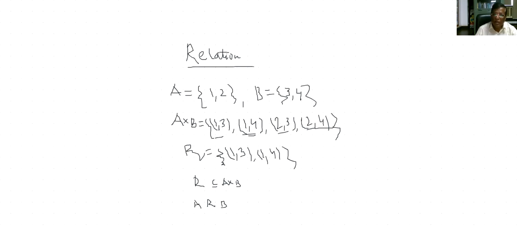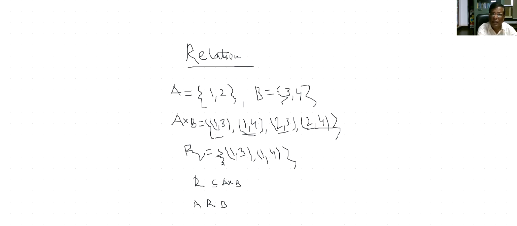Let A equal {1, 2} and B equal {3, 4}. If A and B are any two non-empty sets, here A is non-empty and B is also non-empty. If either one is empty, then you cannot find the Cartesian product of two sets, because there may not be the possibility of any ordered pairs. So I am repeating again, what is the definition of relation? Let A and B be any two non-empty sets, then every subset R of A cross B is said to be a relation from A to B.